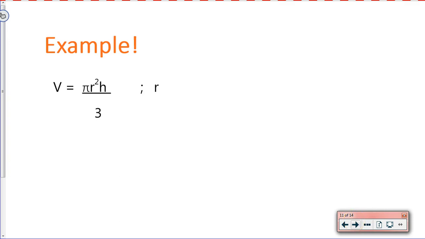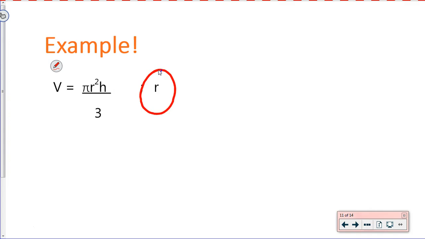Let's try an example. Here we have V equals pi r squared h over 3. We want to rearrange this. It doesn't really show it very clearly, but we're going to try to rearrange it to get r all by itself. So, we started with our formula exactly the way it looks. It's V equals pi r squared h over 3.